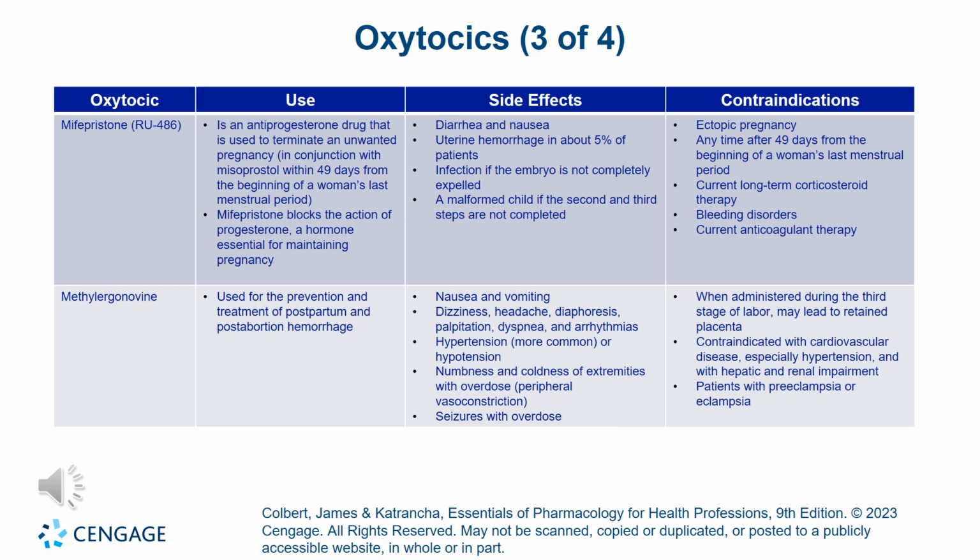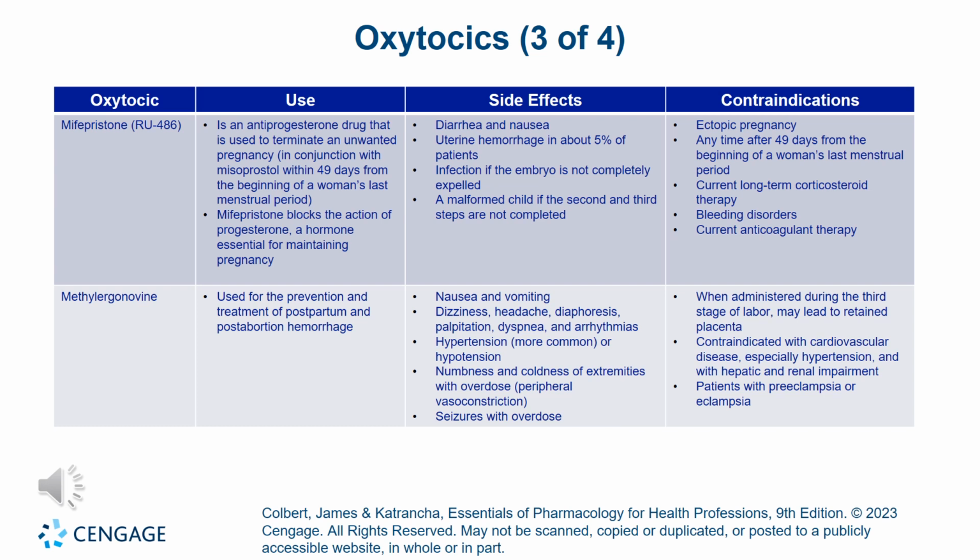Studies have shown that mifepristone is 77 to 92% effective in terminating pregnancy. In some cases, a curettage of the uterine cavity is required to remove any remaining products of conception. Side effects with this are nausea, diarrhea, uterine hemorrhage in about 5% of patients, infection if the embryo is not completely expelled, and a malformed child if the second and third steps are not completed.